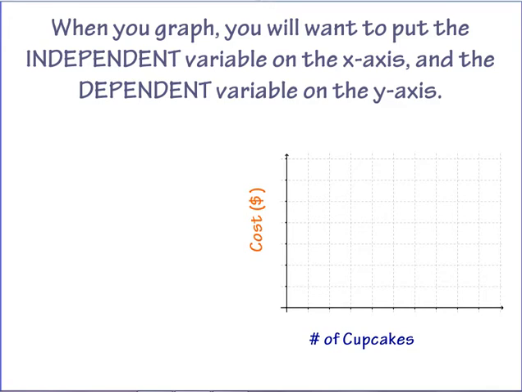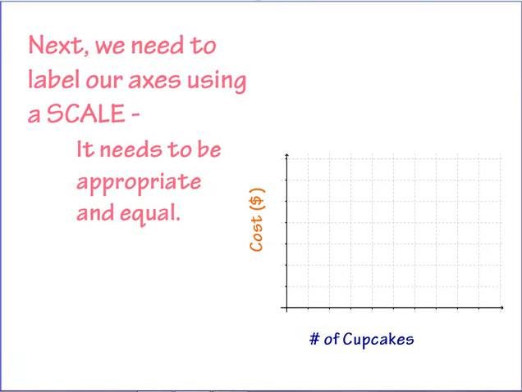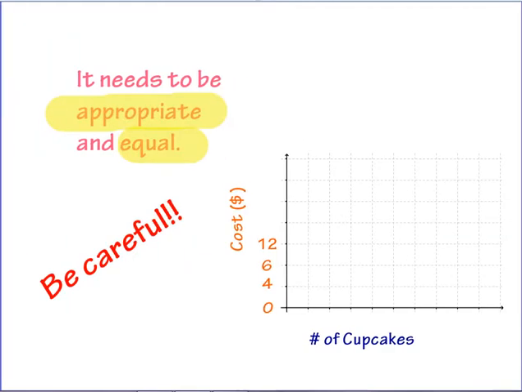When I make my graph, I'm going to want to put the independent variable on the x-axis, the one I can control the most, and the dependent variable on the y-axis. Next, I'm going to need to label my axes using a scale. Now, that means to put the numbers on my graph, and when I talk about scale, I need to make it appropriate and equal. Let me show you what I mean by appropriate and equal.